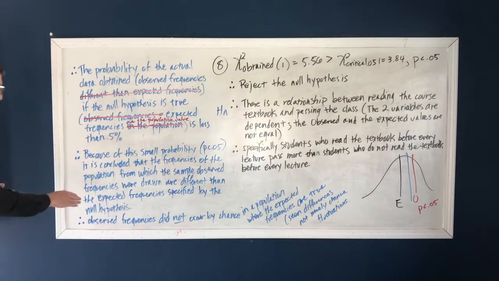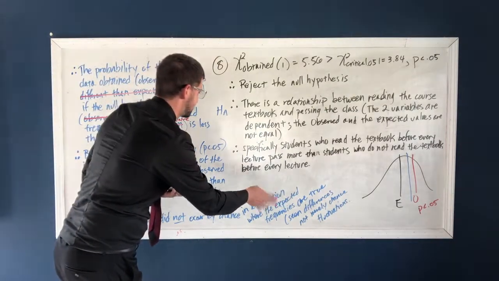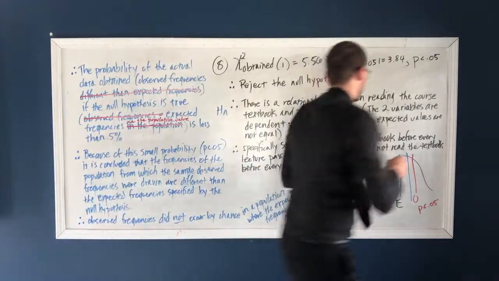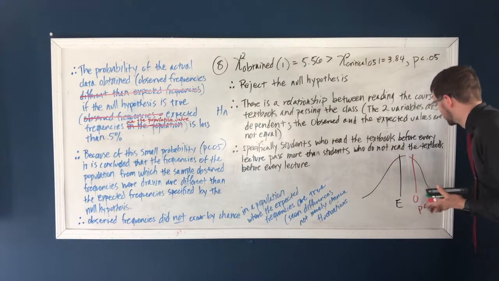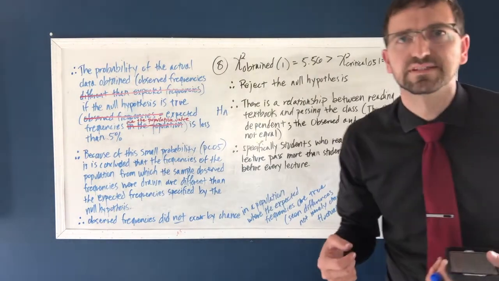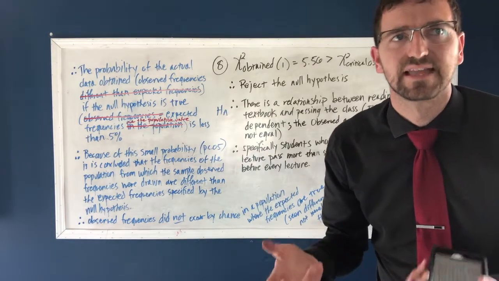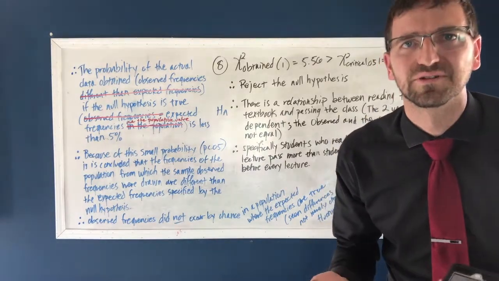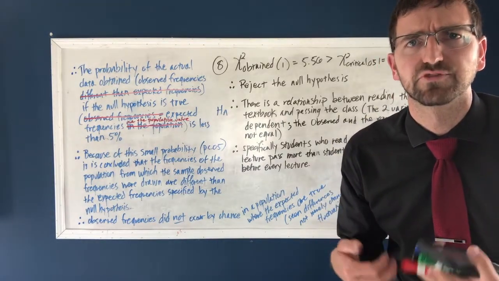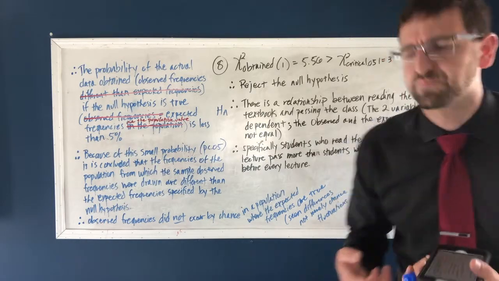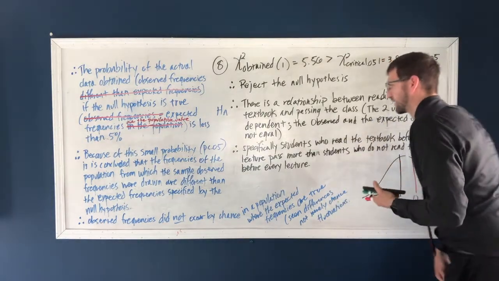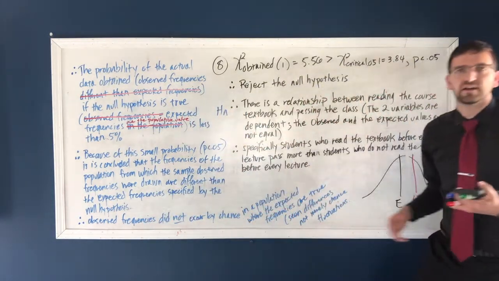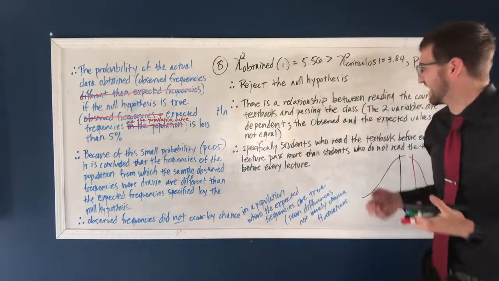And this last part, observed frequencies did not occur by chance in a population where the expected frequencies are true. Okay, so remember what that's like. Here, let me go ahead and erase this. You see, the observed frequencies that we got, p is less than 0.05. So if the expected values were true, the probability of us getting the observed frequencies that we got is less than 5%. Okay? So we're saying observed frequencies did not occur by chance. Okay, so it did not occur by chance.